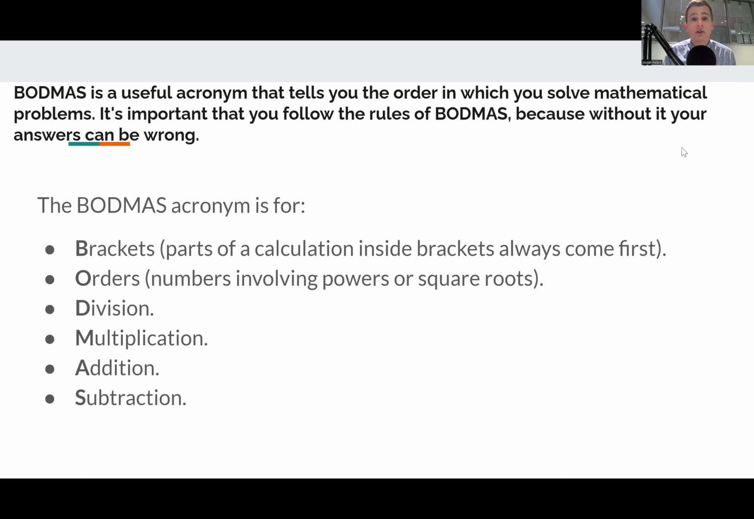BODMAS is a useful acronym that tells you the order in which you solve mathematical problems. It's important that you follow the rules of BODMAS because without it, your answers can be wrong. I've just gone through this definition, but that's written there for you. So feel free to pause this video now, and you might like to write those down in your workbook. Otherwise, we're going to continue.